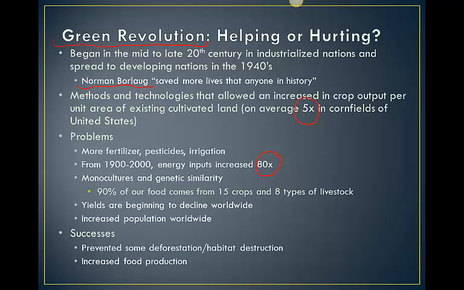This energy, maybe we need this energy for other sources. Maybe we need the water and the irrigation for other sources. So this can be problematic. The Green Revolution also has essentially taken almost all agriculture on the planet and turned it into an industrialized agriculture.